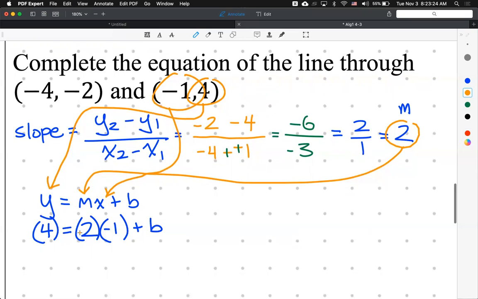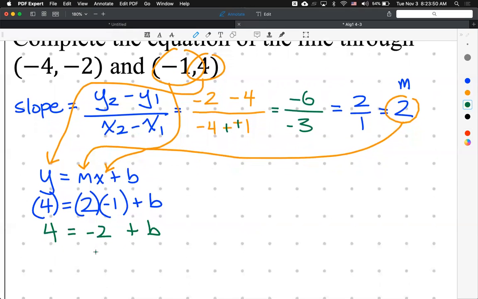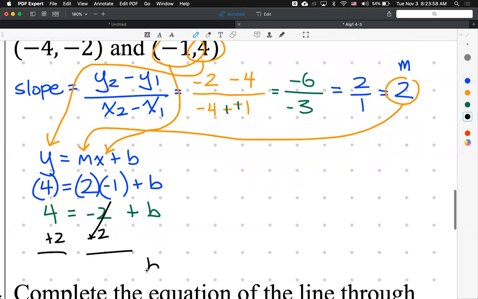Okay, I'm going to move on. Right now I have 2 times -1 plus b. Who can simplify the multiplication here? Anyone? Zeke. There it is, -2, and I can change to a different color here. -2 plus b is equal to 4. And my final step to solve for b, I do what to both sides? Yesenia. There it is. I'm going to add 2 to both sides, +2, +2, and therefore those cancel out, and b is equal to 6.